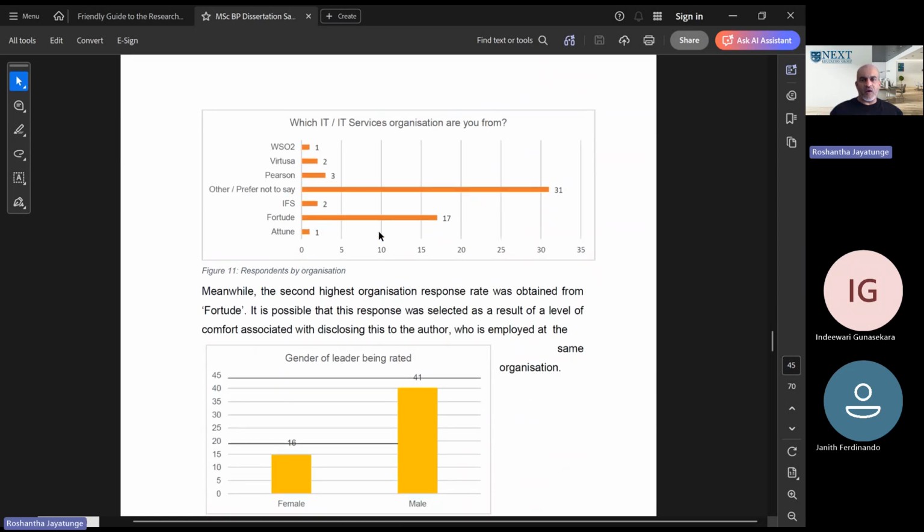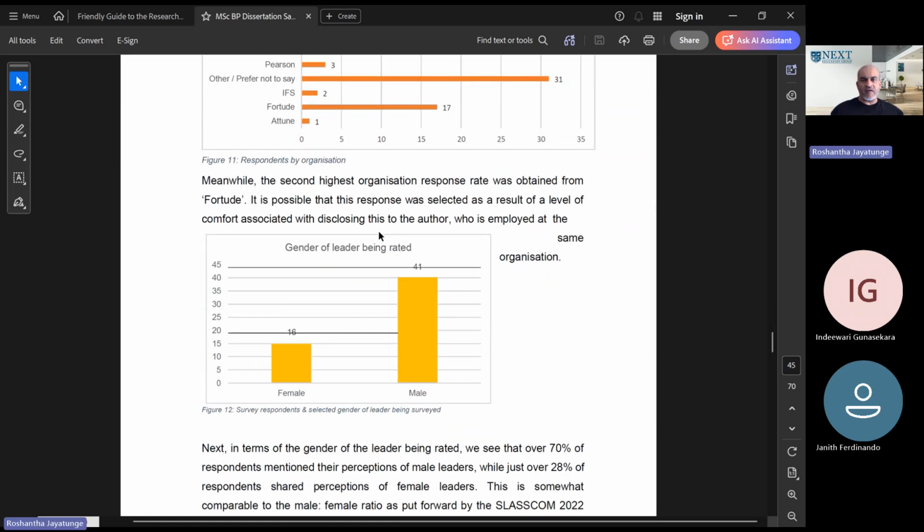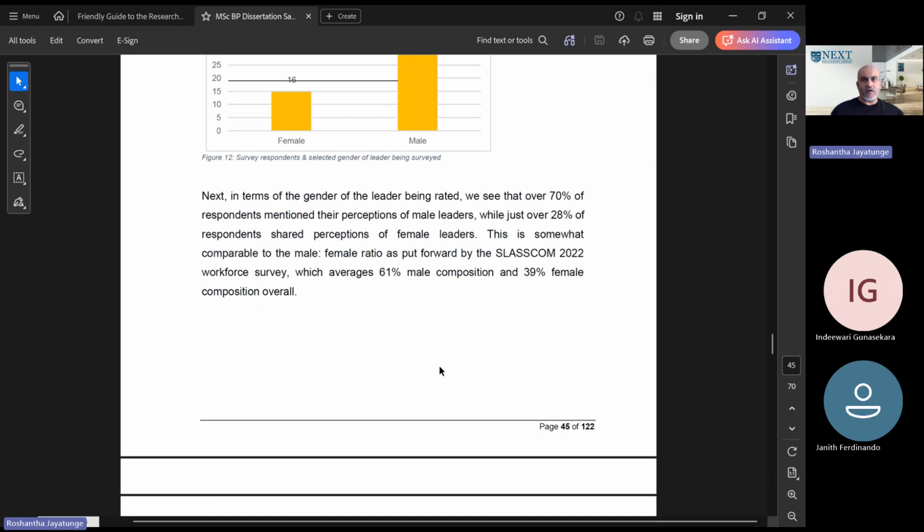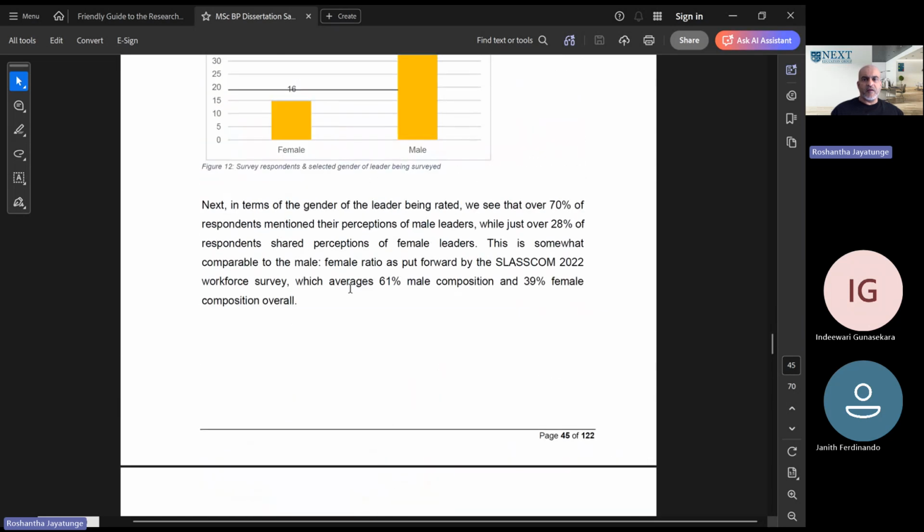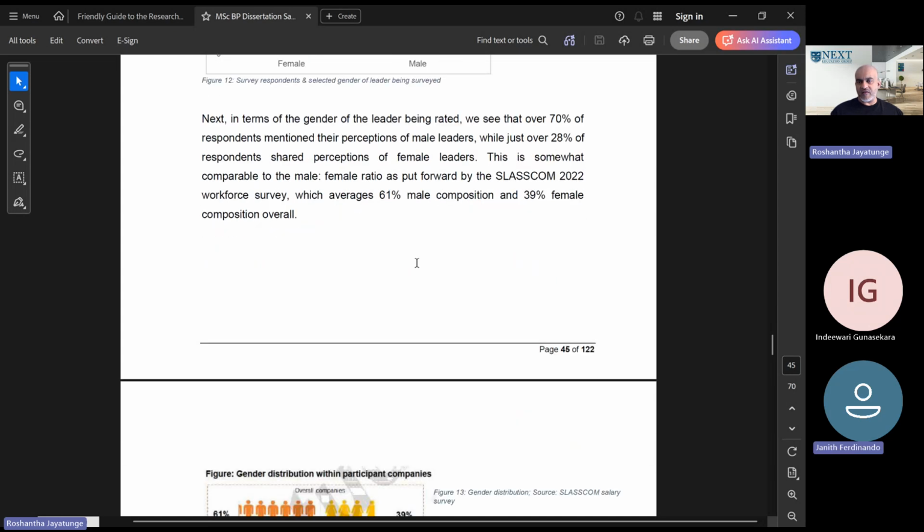Quantitative data, you can see how quantitative data is presented here. Okay. You can say how many people, the composition was this much, 61% and 39%. Actual numbers you give here, the number of people. Yeah. Yes, go ahead, Jani.